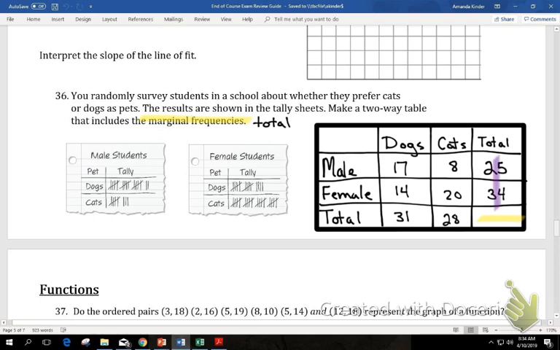So here's what's going to happen, guys. If you've done the two-way table right, what's 25 plus 34? 59. What's 31 plus 28? 59. Both numbers will add up to the same number in the bottom right-hand corner. Okay? You going to get this right next Wednesday?